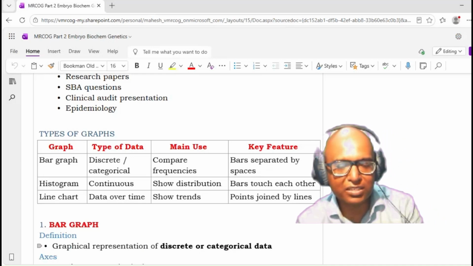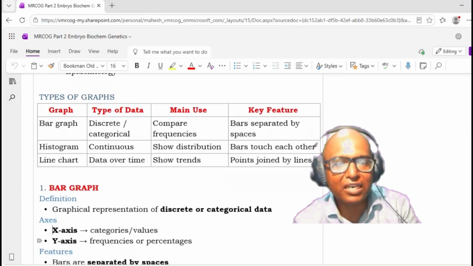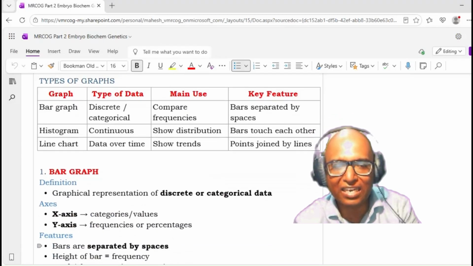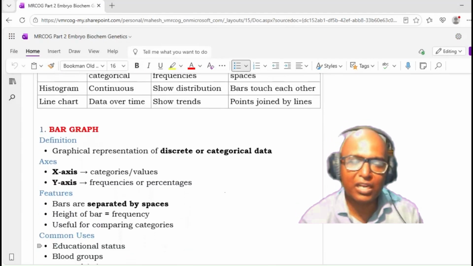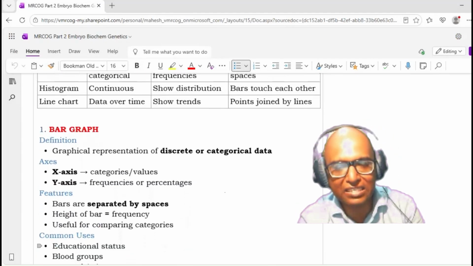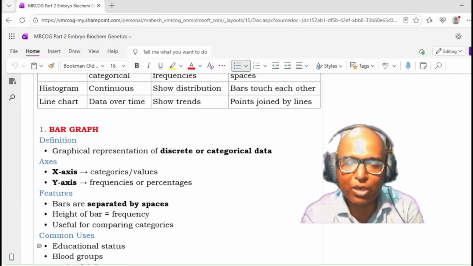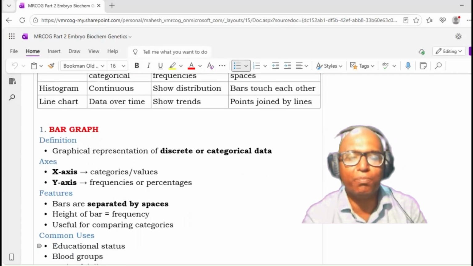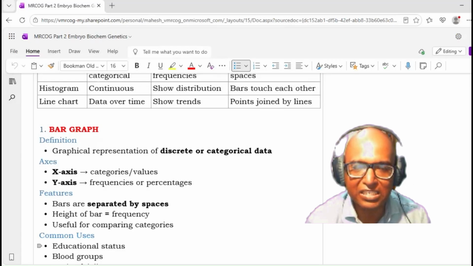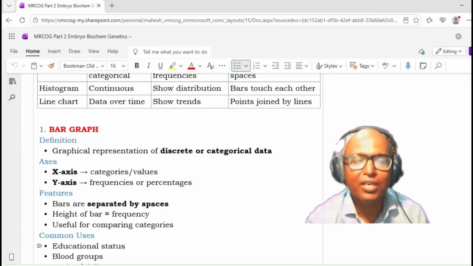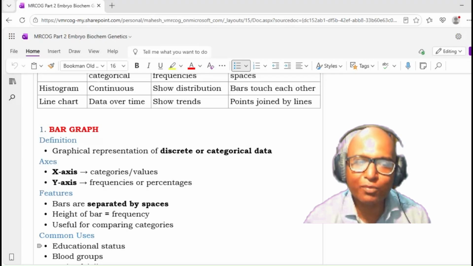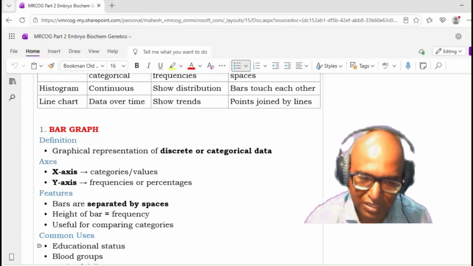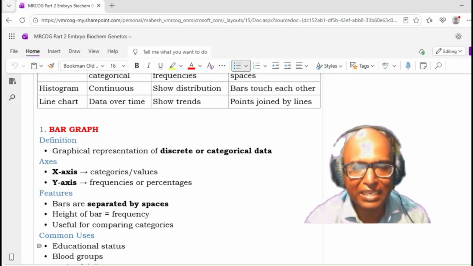So first is a bar graph, the graphical representation of discrete or categorical data. You have two axes, the x-axis and the y-axis. Generally on the x-axis you put the categories, and on the y-axis you put the frequencies or the percentages. The feature is that bars are separated by spaces. The height of the bar is the frequency, and it is useful for comparing the categories.